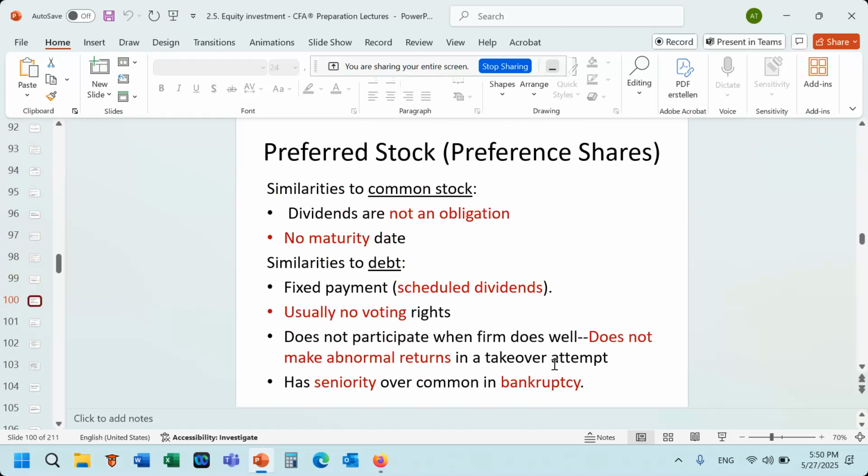Preferred shares usually have no voting rights. They usually don't make abnormal returns, something that I talked about before. If you had preferred shares in Microsoft a long time ago, you wouldn't be a multi-millionaire, but with normal shares, you would have been a multi-millionaire. But preferred shares are treated differently in bankruptcy.